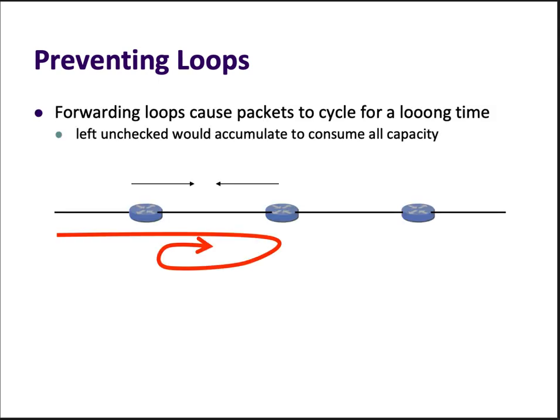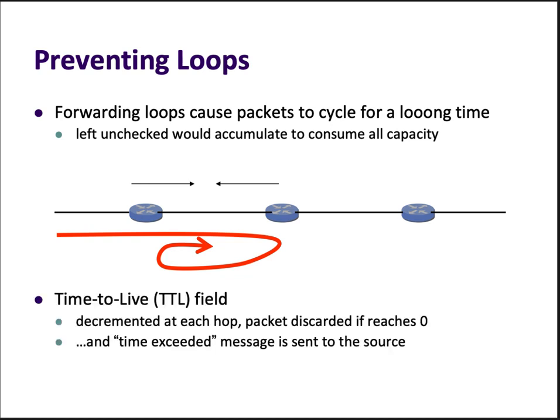So preventing loops, as I said, while we're waiting for routing to converge, it's possible that you have loops for a period of time. We don't want packets looping forever in the network. And so very simple solution, we put a time to live in the packet header field. At every hop, as the packet is being forwarded, we decrement the TTL. If the TTL ever hits 0, this is one time we could send an error message back to the source saying time exceeded. And you used this capability when you did traceroute.